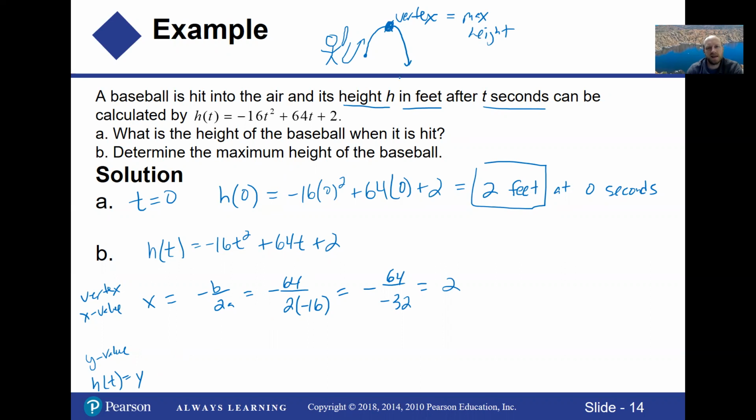Time is always an x-axis sort of thing. Height is always a y-axis sort of thing. It's like when we talked about variables as independent versus dependent. Time is independent, it doesn't depend on anything, but the height depends on time. The height of the baseball depends on how long it's been in the air. So it's dependent, it's a y value. So let's figure out the height when time, or t, is equal to 2.